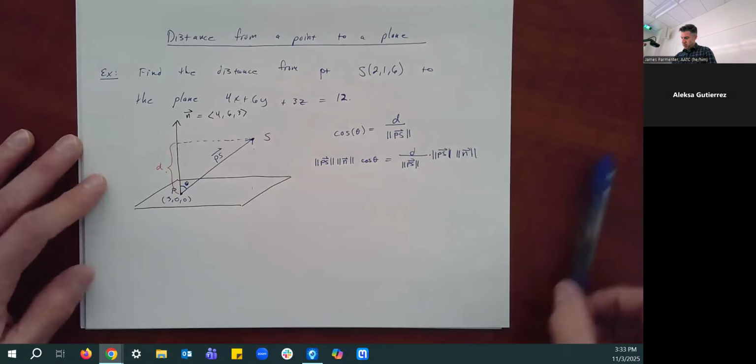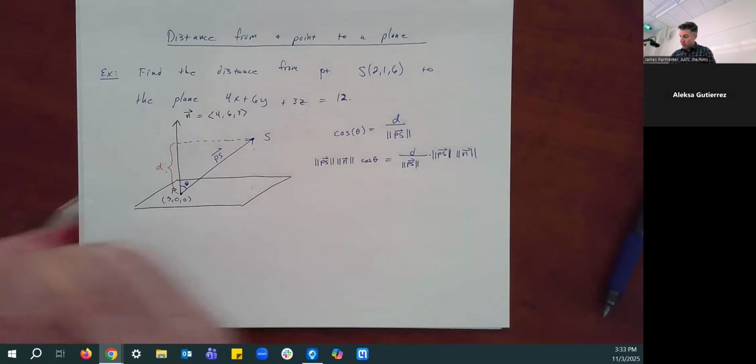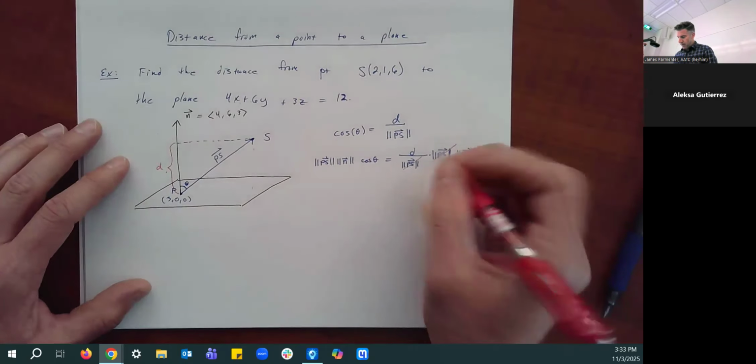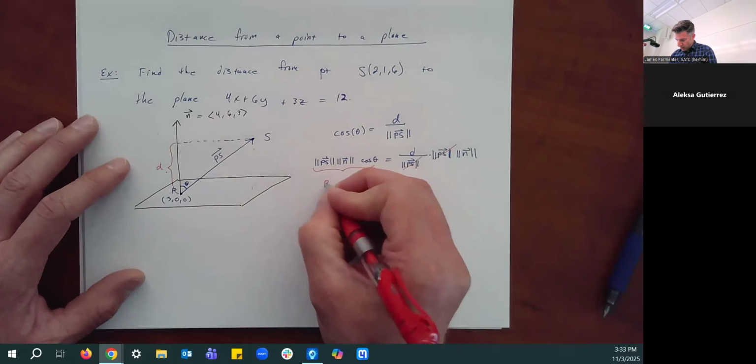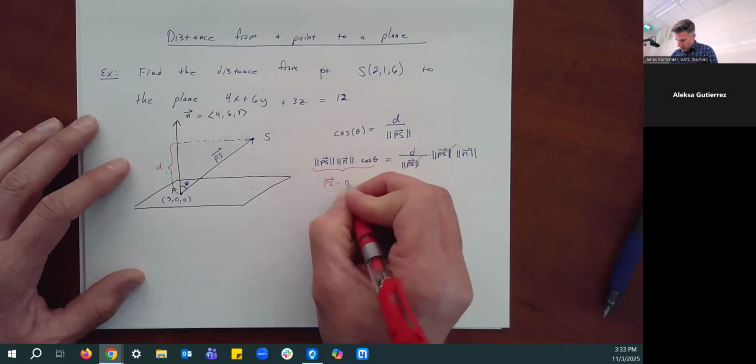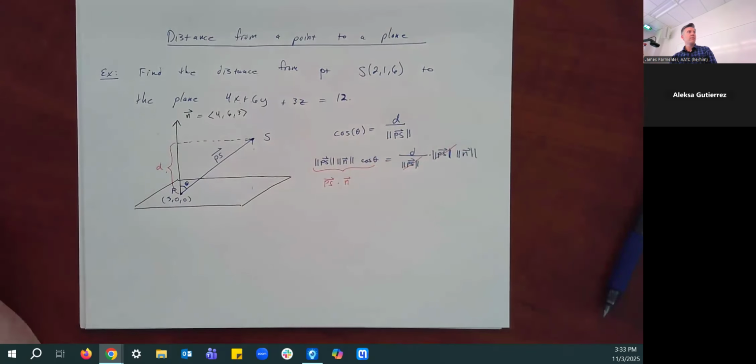And then the magnitude of PS cancels out on this side. This left-hand side is just the dot product of PS and N. But there's a problem. That dot product could be negative, and this length should be positive. So we need to take the absolute value of the dot product over on that side. Otherwise, we might end up getting a negative value for a length when we want to find a positive value. It seems kind of weird, but it can happen.